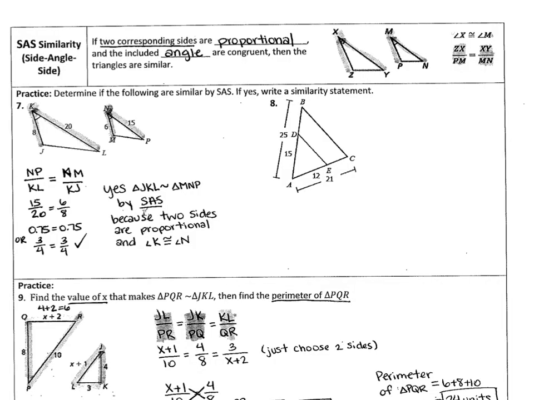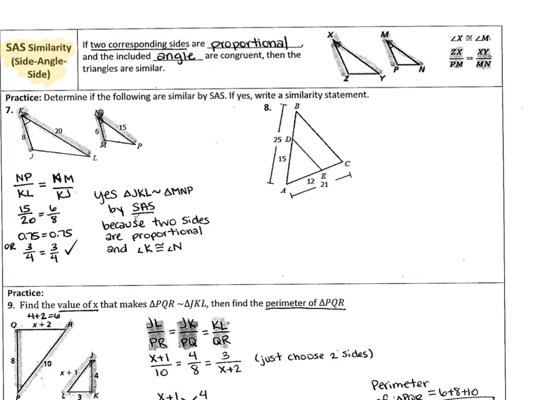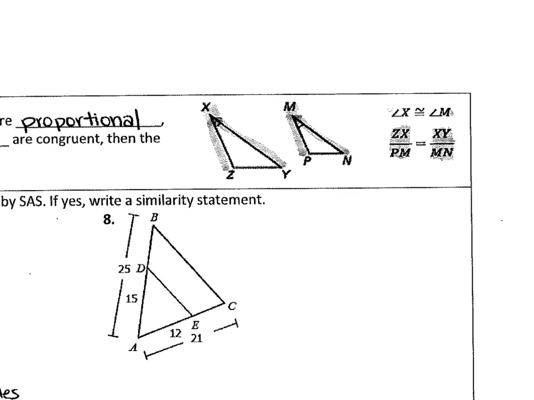The one on the back is called the side angle side similarity, which means we're going to have to look at both sides and an included angle in that order. Side, angle in the middle, side. If the two corresponding sides are proportional and the included angle is congruent, then they're going to be similar by side, angle, side.